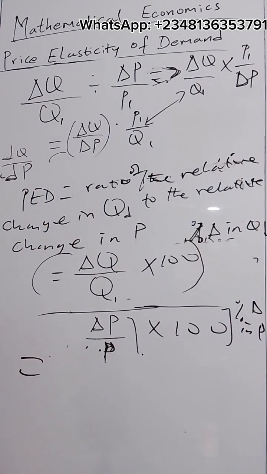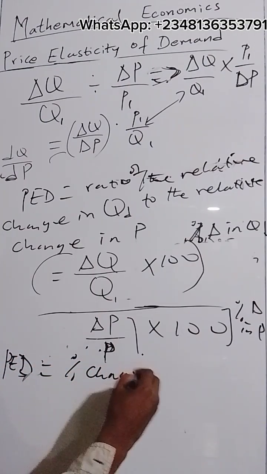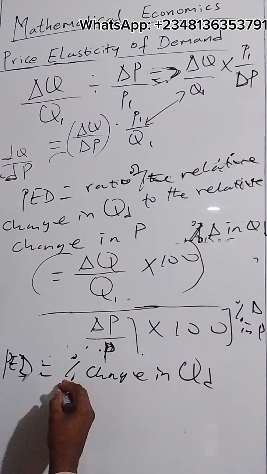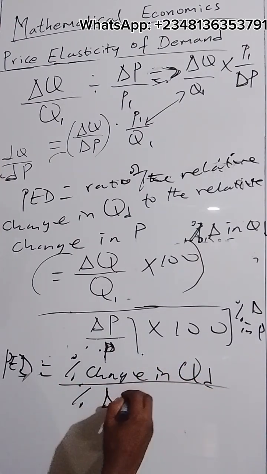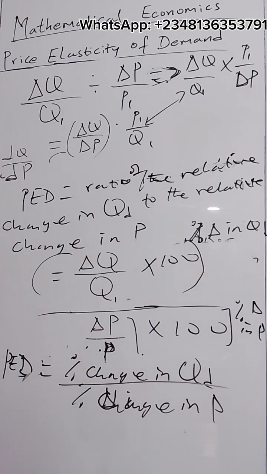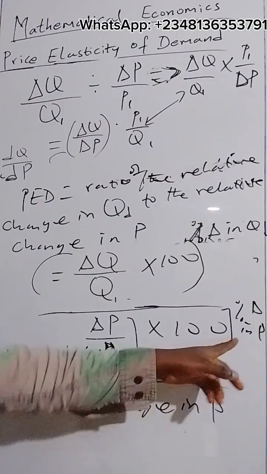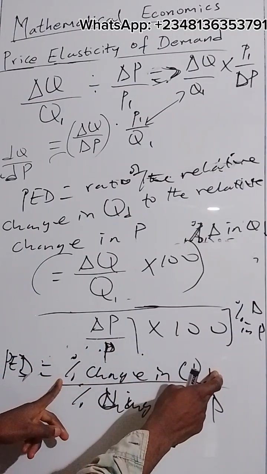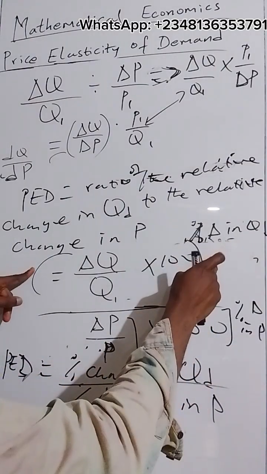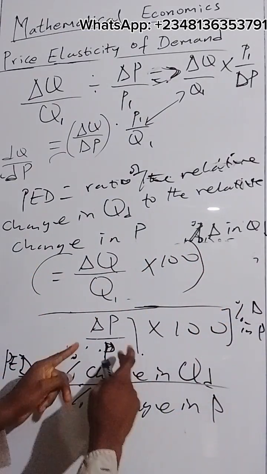That is why price elasticity of demand is also defined as percentage change in quantity demanded divided by percentage change, let me write it in full, in price. So this is the angle from where they are coming. You can see this is percentage change in quantity demanded and this is percentage change in price. So what we have as the numerator here is equivalent to this, and this is what represents percentage change in quantity demanded divided by percentage change in price. This is what we have.